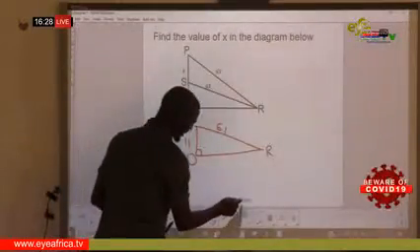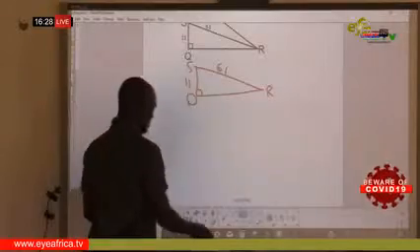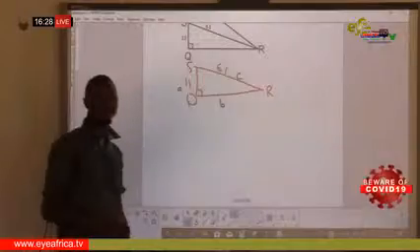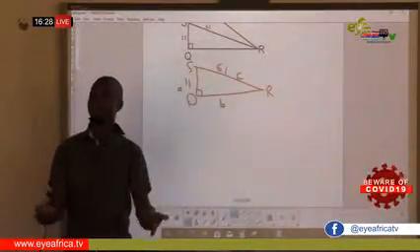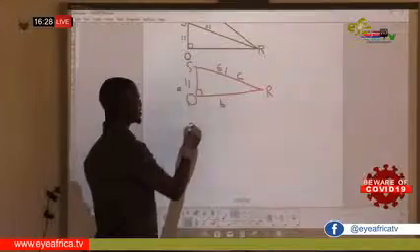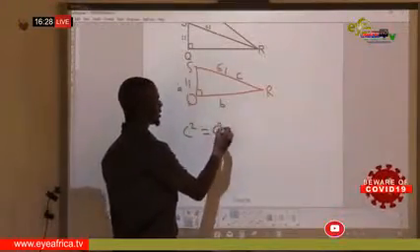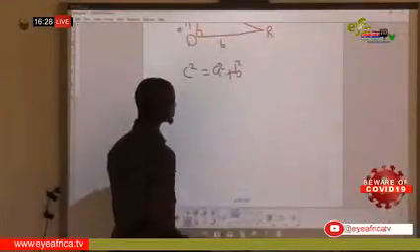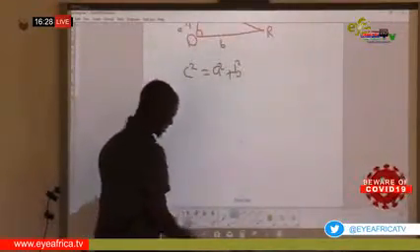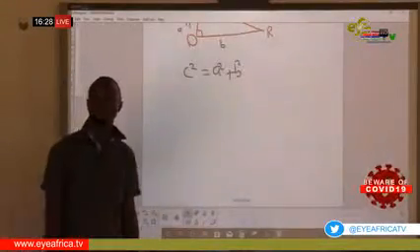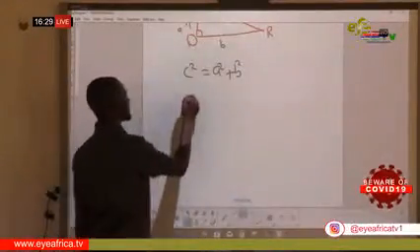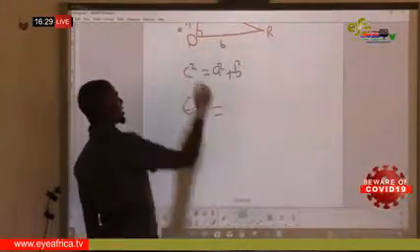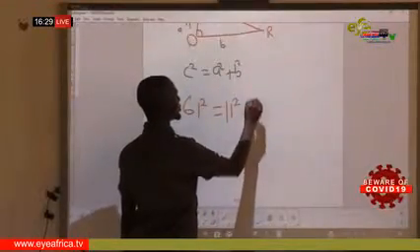How do we do that? If we are to label them, this will be our A, this is B. I said the longest side is always C. So we apply the formula. The formula is C square equals A square plus B square. C is 61, so 61 square equals A is 11, that is 11 square, plus B square.